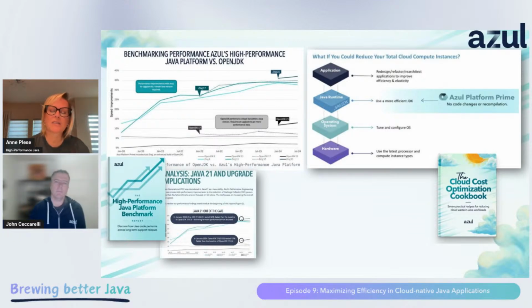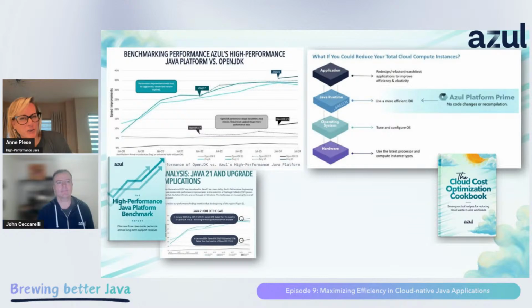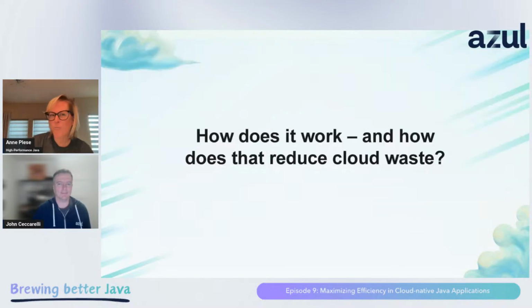Let's dig into the second side of the coin here, because when we started our conversation, I was talking about performance gains, but also reducing cloud waste. So, John, I'm going to throw it back to you. You authored our cloud cost optimization cookbook, which is a guide that we're going to publish within the FinOps community next week. Can you take folks through, if you want to forward the slide there, exactly how Prime helps to reduce cloud waste? So how does it work? And what's the impact in terms of business reduction?